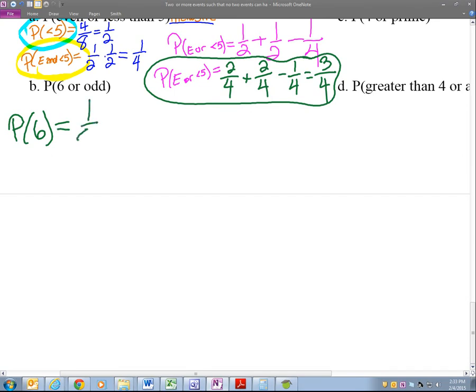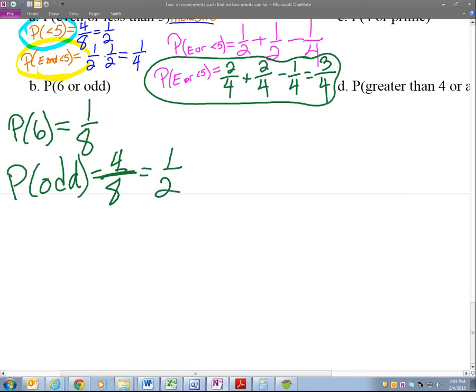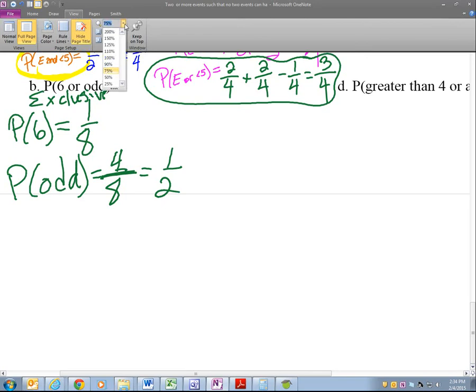1/8. Now, what's the probability of rolling an odd with an 8-sided die? Yeah, 1/2, because we have odd numbers 1, 3, 5, 7. There's 4 of them, so we have 4 over 8. I'm going to go ahead and do 1/2 here, but I think I might keep that 4/8. Since we have an exclusive track here, we only have to do the exclusive formula. The exclusive formula is super simple.